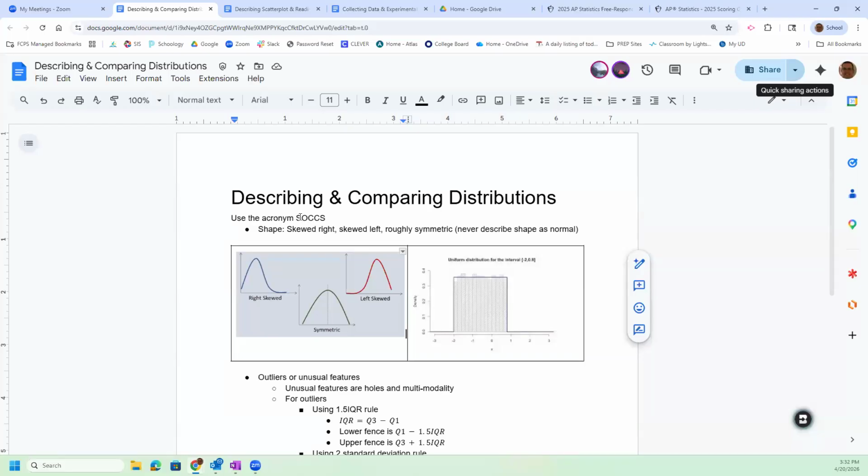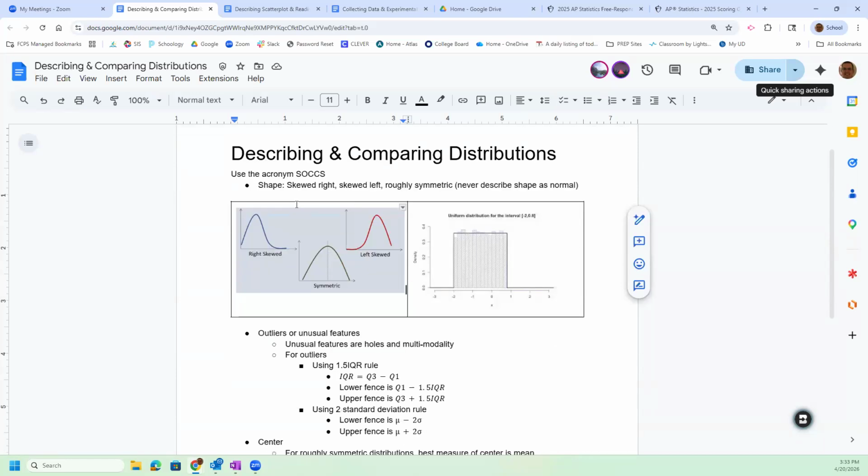What I talked about last week is using this acronym SOCCS. That's how we describe a distribution. The first thing we talk about is shape. There are three shapes we talk about: skewed right, skewed left, and roughly symmetric. It's a rough picture of what they look like. I also added the picture of a uniform distribution so you can see what that looks like.